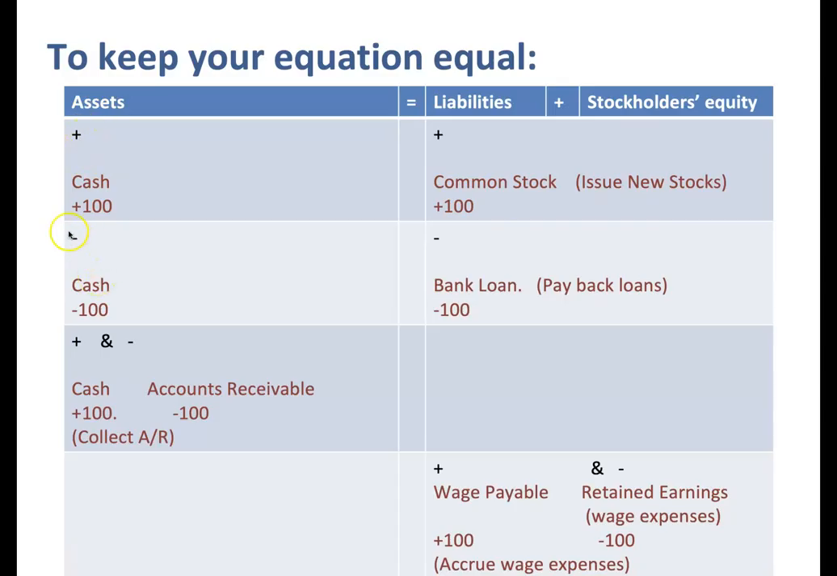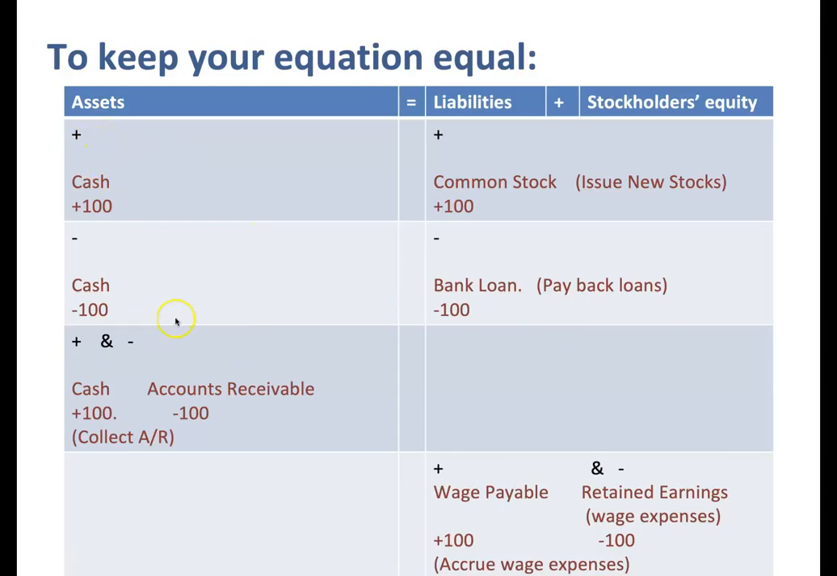The second way is to decrease both sides at the same time by the same amount. For example, if we pay back a bank loan, the loan under liabilities will decrease and cash under assets will also decrease. Make sure they are in the same amount though. The third way is to increase and decrease on the left-hand side.